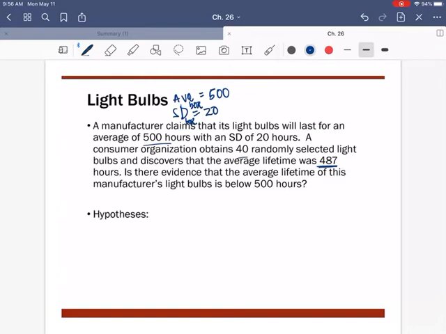Average and standard deviation. A consumer organization selects 40 light bulbs and finds that their average is actually 487. Is this evidence that the manufacturer is lying, that the average light bulb actually lasts below 500 hours? So step 1 is null and alternative. Null is just what we expect it to be: light bulbs will last for an average of 500 hours. And that's from this specific manufacturer.